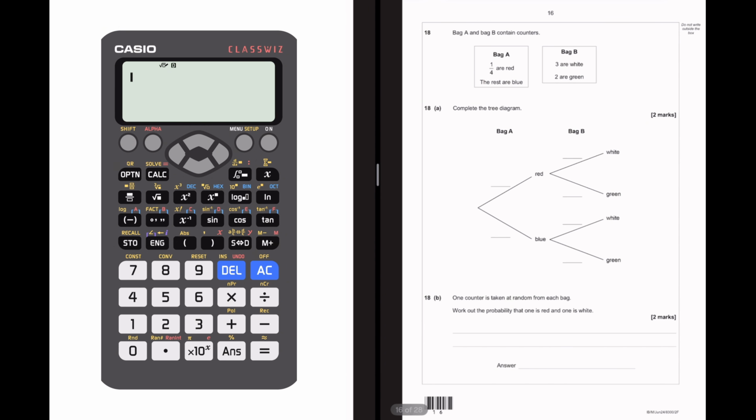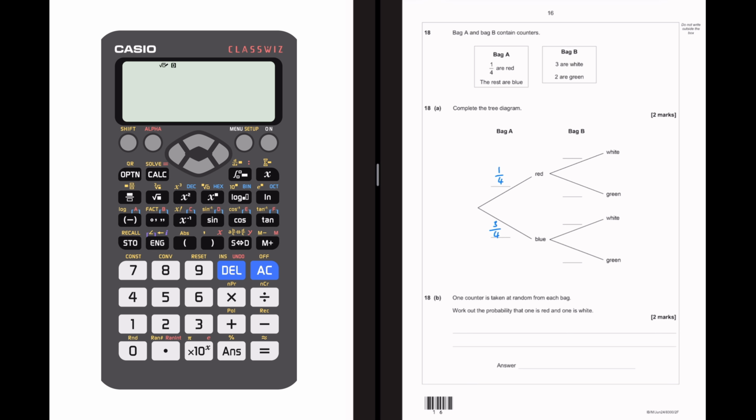Question 18 says bag A and bag B contain counters. Bag A says a quarter of them are red and the rest are blue. Bag B states that 3 are white and 2 are green. And we need to complete the tree diagram. So for bag A, we've got a quarter that are red. All probabilities need to be out of a whole, or in other words, 1. So if we do 1 subtract a quarter, that gives us 3 quarters.